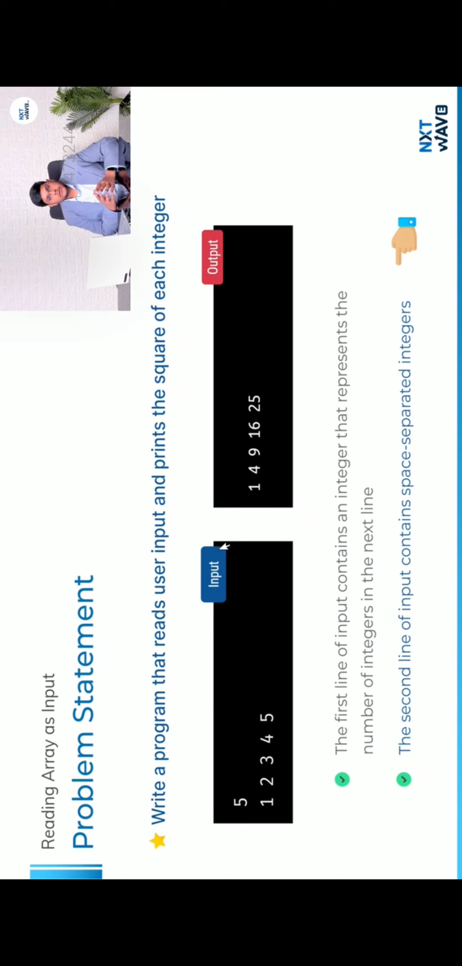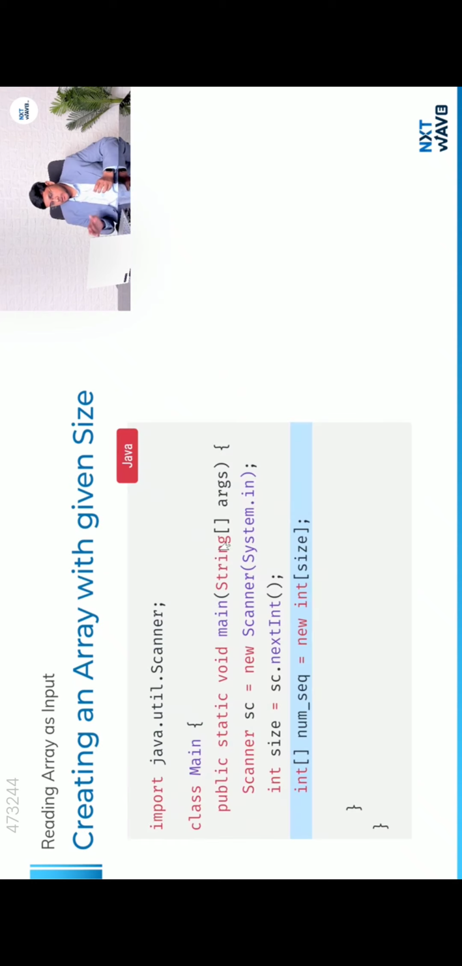Now we need to read all the inputs which are provided in the second line, which are space separated integers. For that, first of all, we need to create an array of the size. To create an integer array, we'll use int followed by square braces to declare an array, and the variable name here is num_seq, equal to an integer array, and we can assign values into that integer array at a later point. To create an integer array of size, we write new int, square braces, and we give the size. Whenever we give the size, a new array gets created with the particular size that was given.